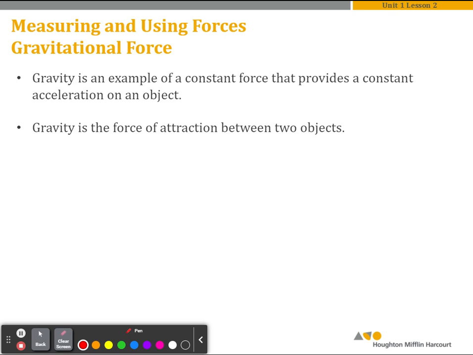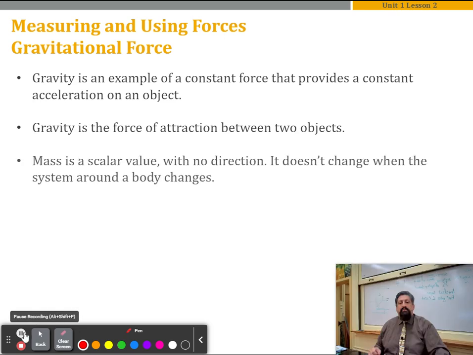Gravity is the force of attraction. Anything that has mass has a gravitational field around it. And when the gravitational fields of 2 objects interact, there is an attractive force. We are all in Earth's gravitational field, and so we are all attracted to the Earth.